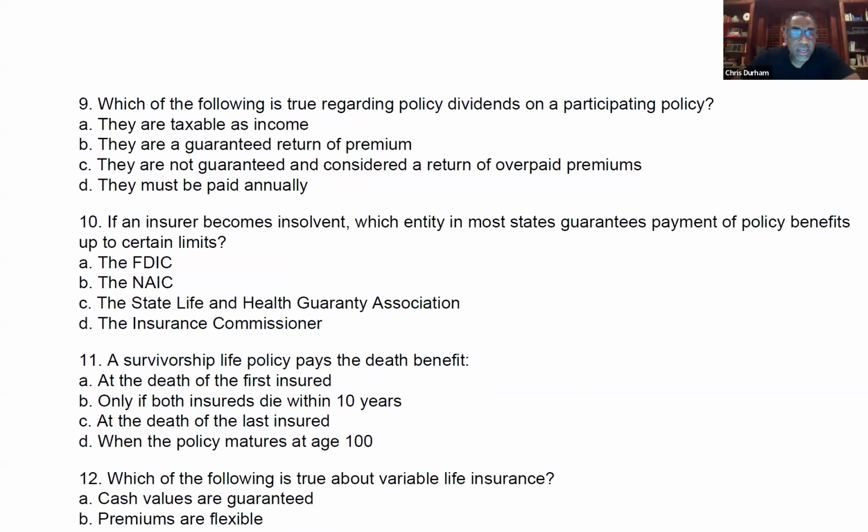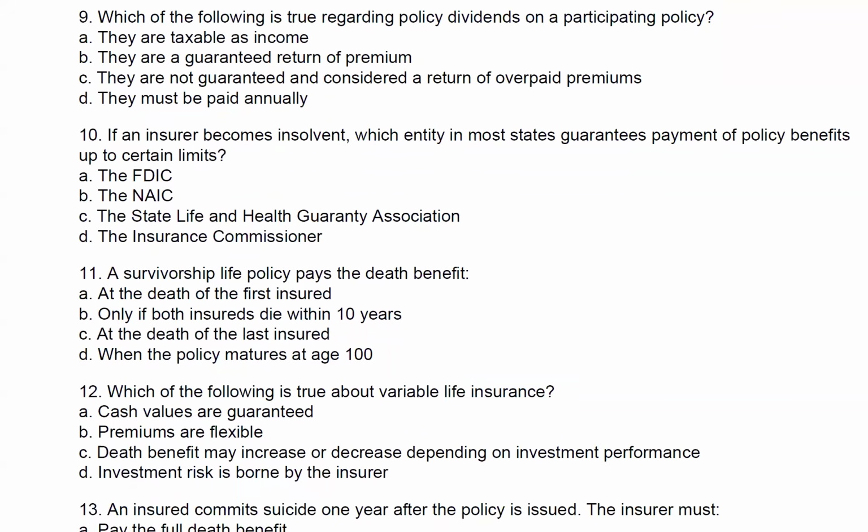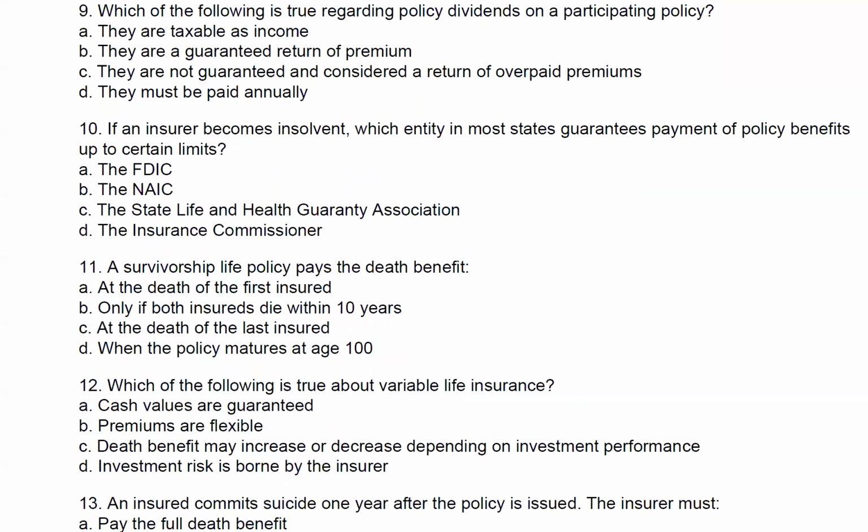All right, Jess. If an insurer becomes insolvent, which entity in most states guarantees payment of policy benefits up to certain limits? A, the FDIC, B, the NAIC, C, the State Life and Health Guarantee Association, and D, the Insurance Commissioner. C? Boom, let's go. Give me a high five. That's it. The State Life and Health Guarantee Association guarantees your policies if insurance companies go out of business.